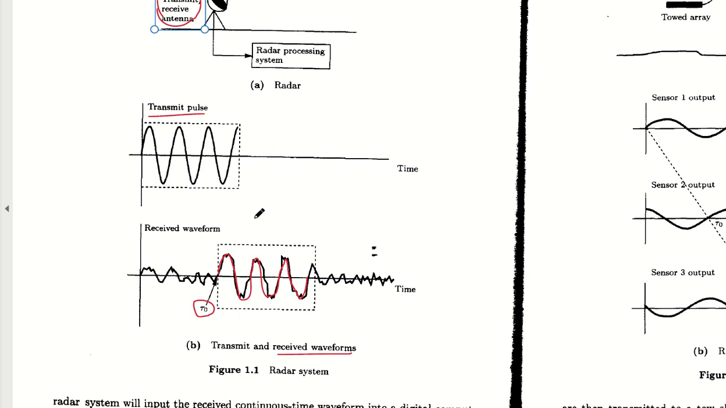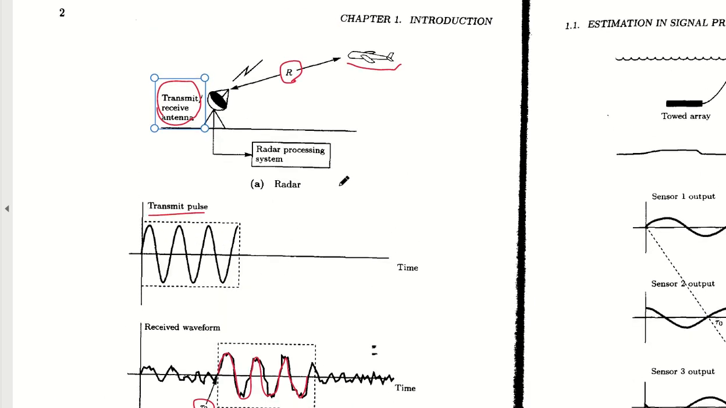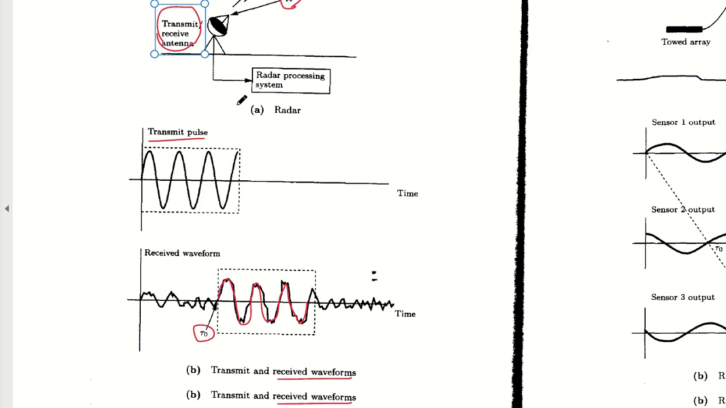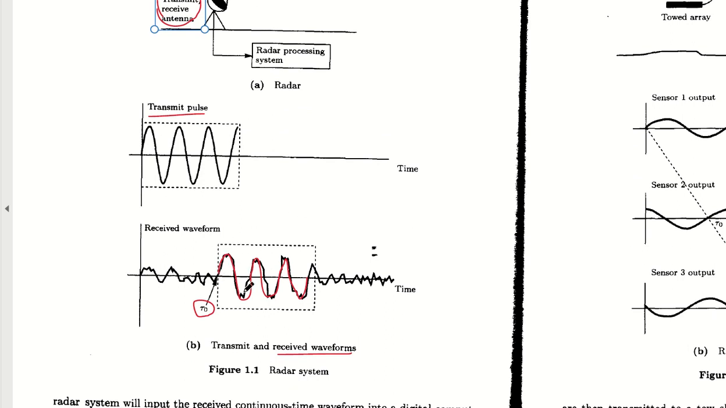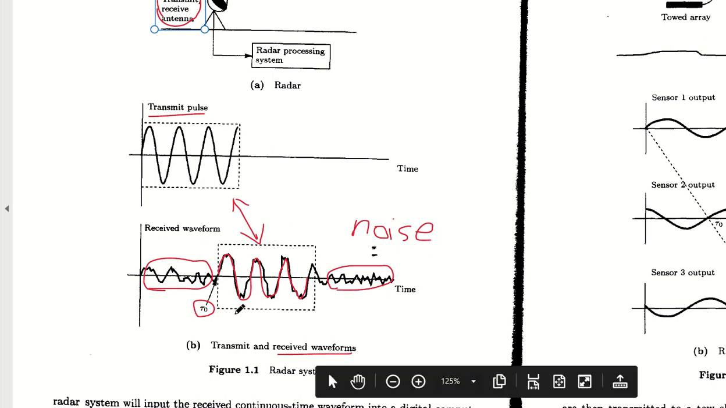What happens is when you transmit a signal into space and it gets reflected back, it might be disturbed by some kind of noise. Therefore, the received waveform will be slightly different from the transmitted signal because there are noises. And for the parts that have no signal, there is still some disturbance, that is the noise. So there's always noise that will influence our determination of tau zero.